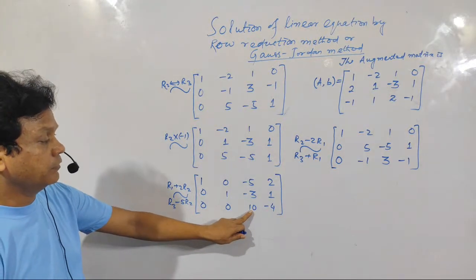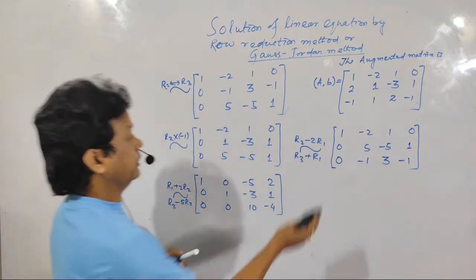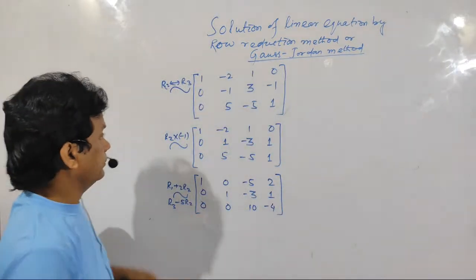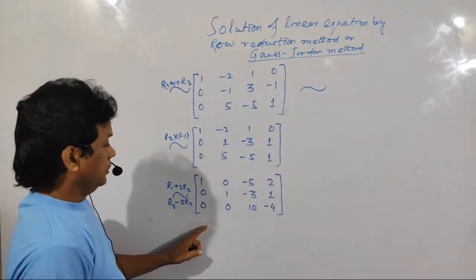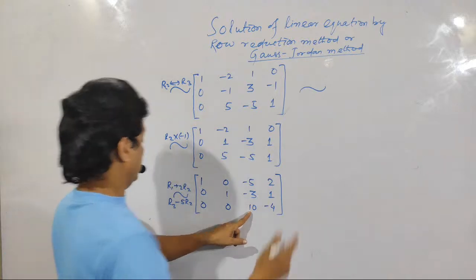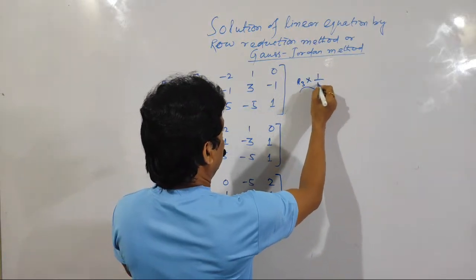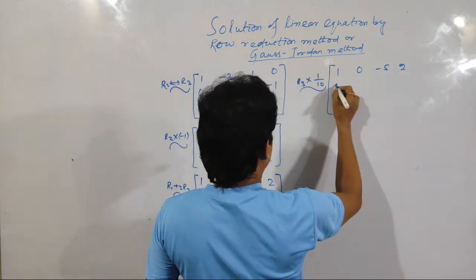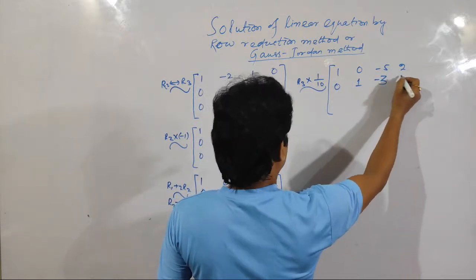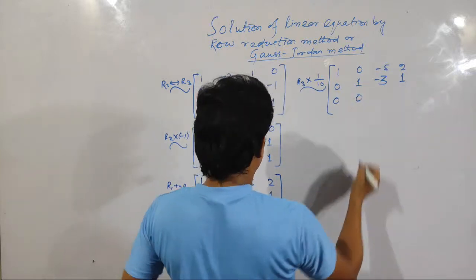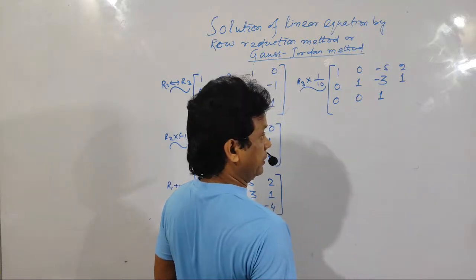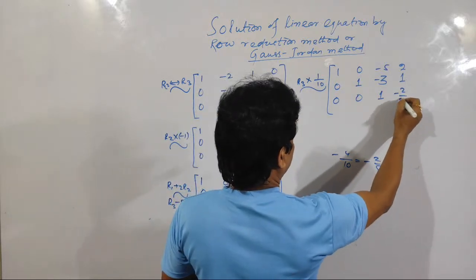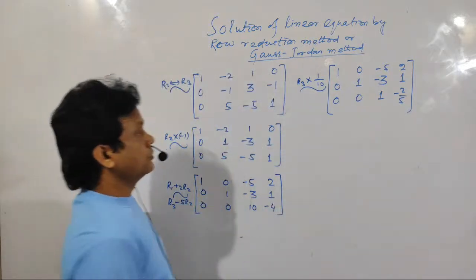Now you have to make this one 1. Okay. So how to make this 1? See here. So you have to divide 10 in this case. So R3 into 1 by 10. So it will become 1, 0, minus 5, 2, then 0, 1, minus 3, 1, then 0, 0, 10 by 10 it is 1, then minus 4 by 10, so it will be cancelling 2 by 5, so minus 2 by 5. Clear?